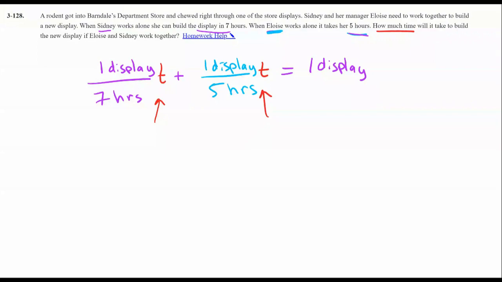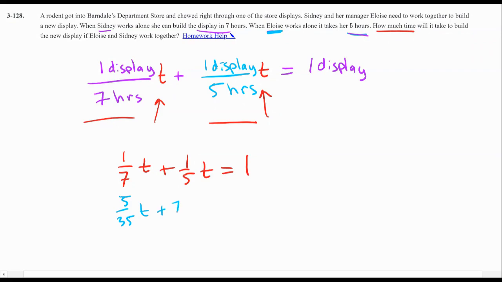Now I'm going to add the two together, so I need a common denominator. I'll simplify this really quick: 1/5 t equals 1. Now I'll add those two together. With a common denominator, I get 5/35 t plus 7/35 t equals 1. When I add those together, I get 12/35 times t. So this is their rate together, 12/35, and we're just trying to find how much time it would take them to complete one display.